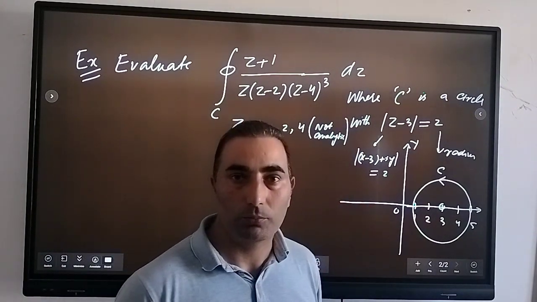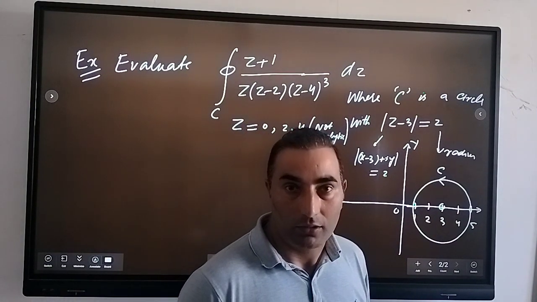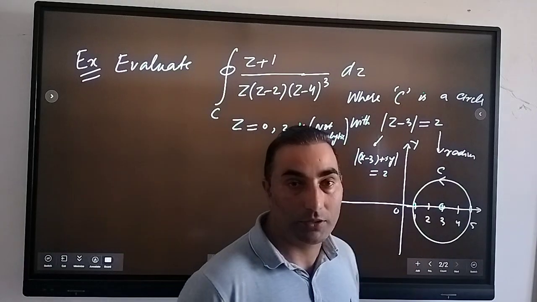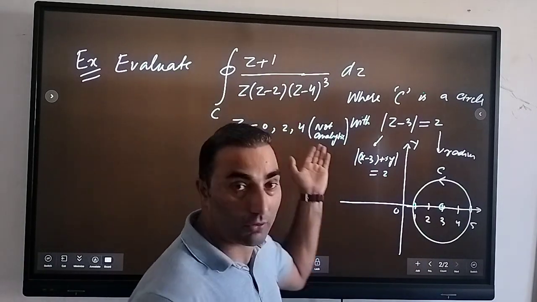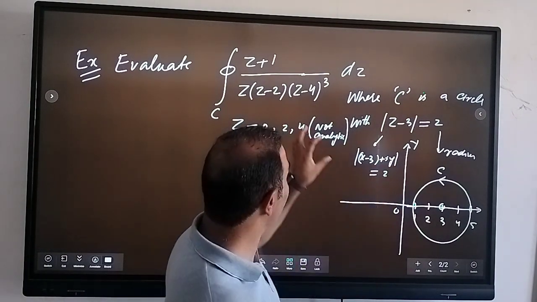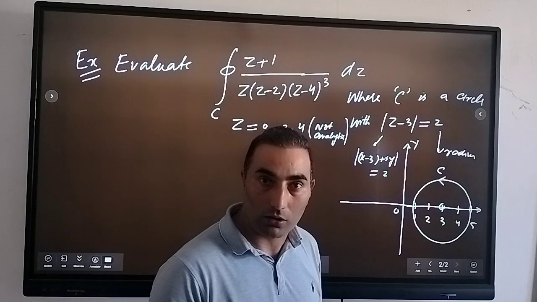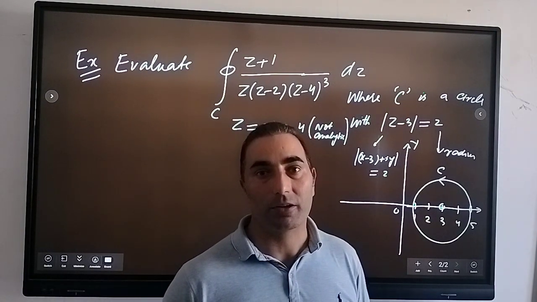At all these points, the function will not be analytic. So what will happen first to this z plus 1? Its value will be definite. But when we have 1 divided by 0, if you put z equal to 0, or z equal to 2, or z equal to 4, in all these cases it will be some 1 by 0 form. So that means it is an indeterminate form.